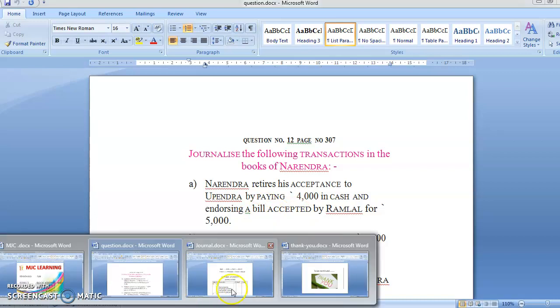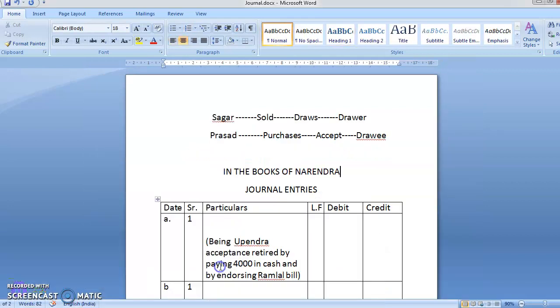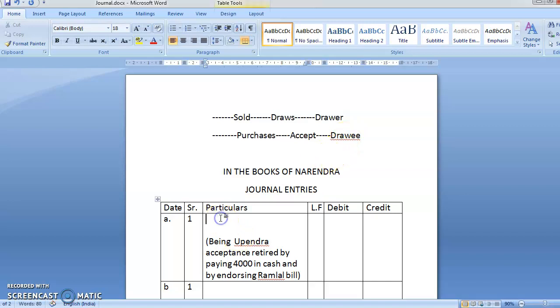Are you getting me, students? What will be your entry? See, what was the sentence? Narendra retires his acceptance to Upendra. Narendra is retiring Upendra's acceptance. So retiring is in the acceptance, meaning he is a drawee. In the drawee's books you know you have to pay money, that is, you are in the capacity of bills payable account. You are in the position of bills payable.